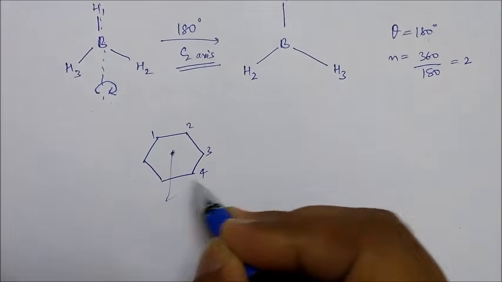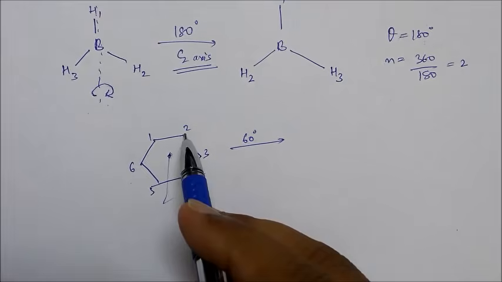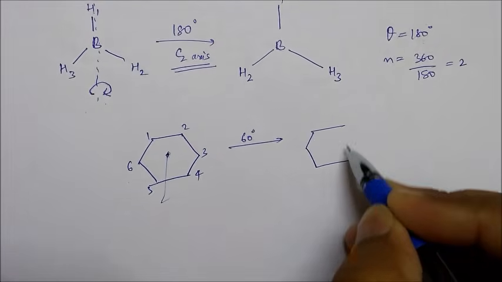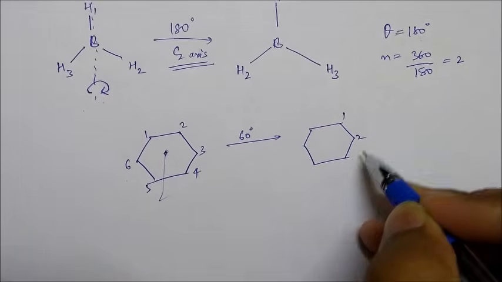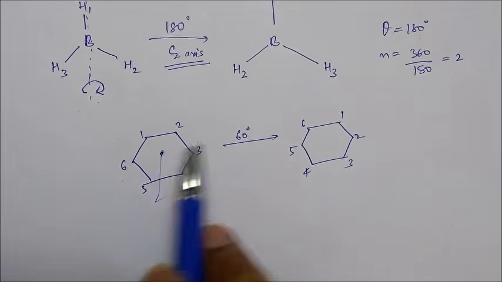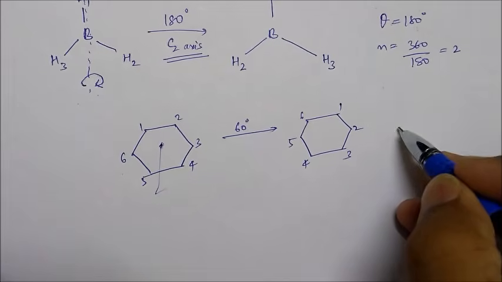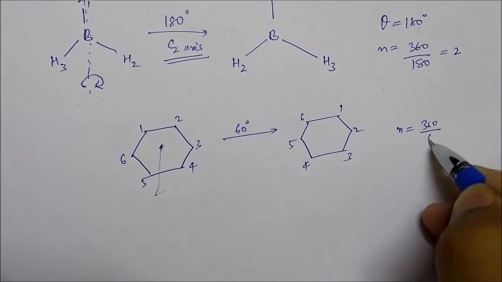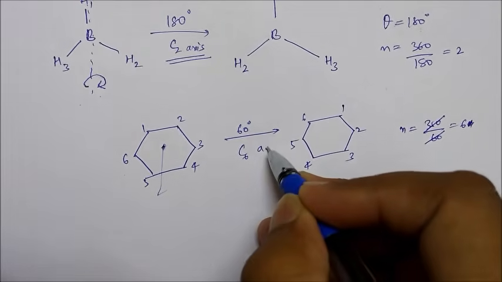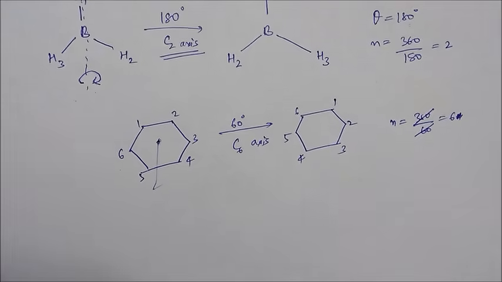So 1 2 3 4 5 6, if I rotate it by 60 degrees, then this atom will come here and the positions will be changed. So it will be like this. 1 2 3 4 5 6, okay, by 60 degree rotation only you will get this. So both of the things are indistinguishable. You have rotated by 60 degrees, so the value of n will be 360 upon 60, that will give you 6, okay. So this is the C6 axis, so this is a 6-fold axis. So like this you can find out the n-fold axis in any molecule, okay.